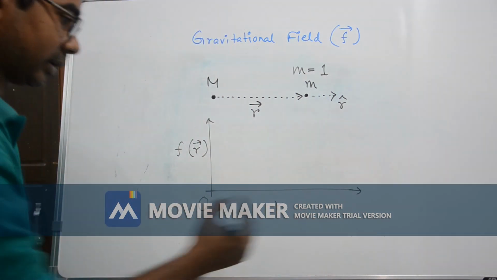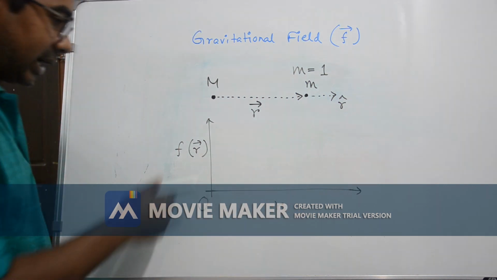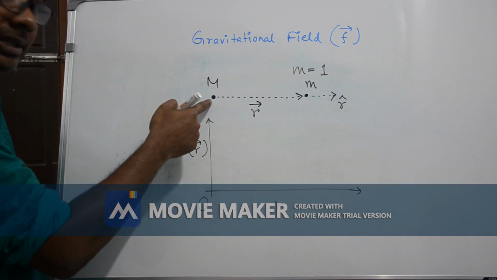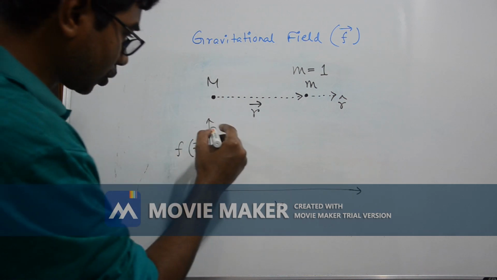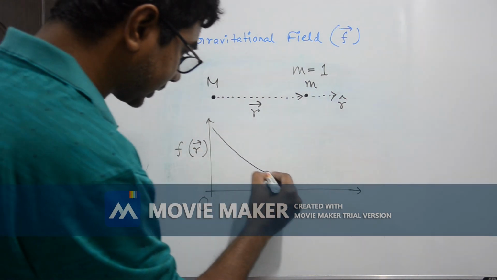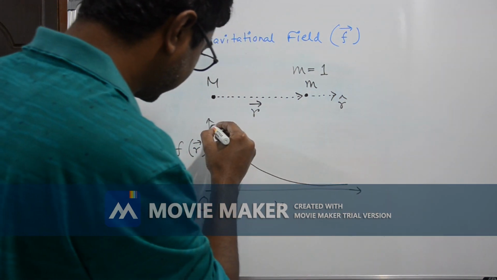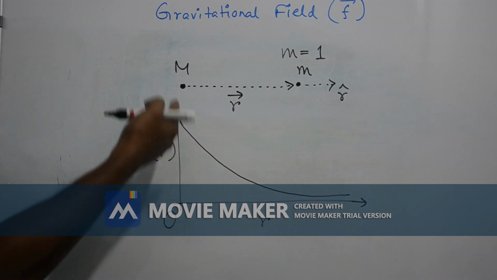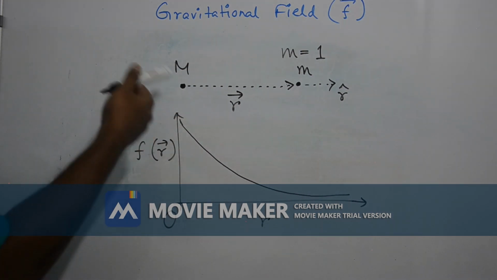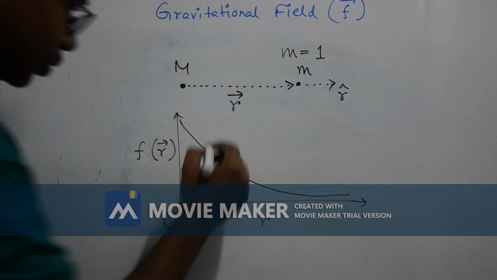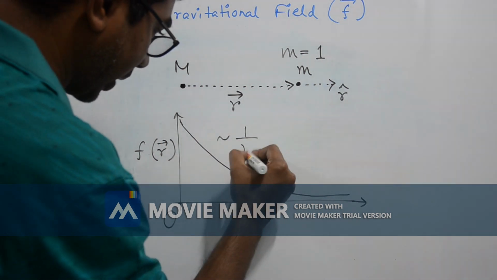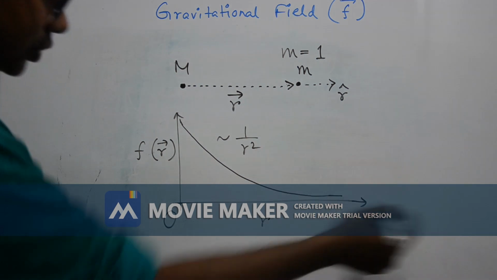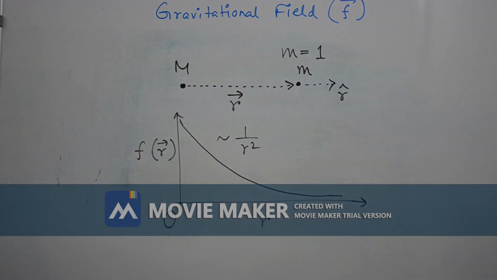On the x-axis I am plotting the distance, on the y-axis I am plotting the gravitational field due to a point source object having a mass m. It will be something like this, because at r equals 0, this function blows up, goes like this asymptotically. So it goes down as 1 by r square, the magnitude of that, and eventually becomes 0 as r tends to infinity. This will be the nature of the gravitational field.